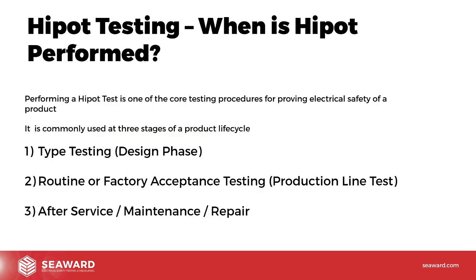So when do we typically perform Hipot testing? If we consider any kind of product throughout its life cycle, there are generally three key times that it might go through a Hipot test. Certainly two where it will, and one, dependent on the application, where it might. The first one is what we call our type testing phase. At this point, we've decided we're going to manufacture a product. We've taken it through its R&D phase. We now have prototypes. We need to make sure that prototype is safe to go onto the market for sale.